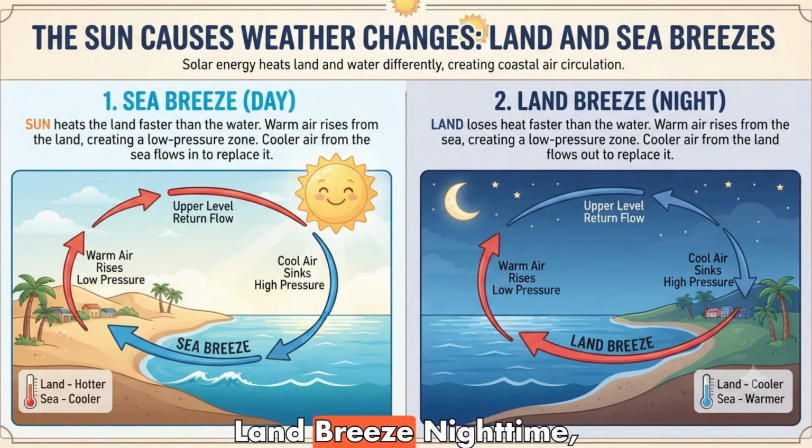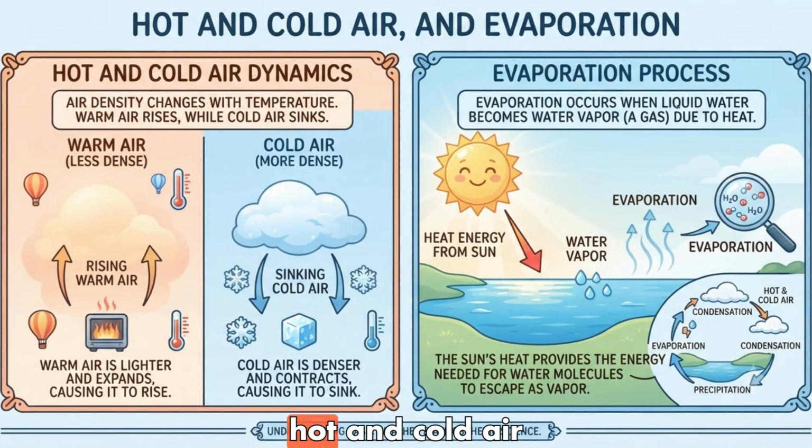2. Land breeze. Nighttime. At night, the process reverses because the land loses its heat much faster than the sea. The air over the warmer water begins to rise, creating a low-pressure area over the sea. Consequently, the cooler air over the land flows out toward the sea to replace the rising warm air, resulting in a land breeze.